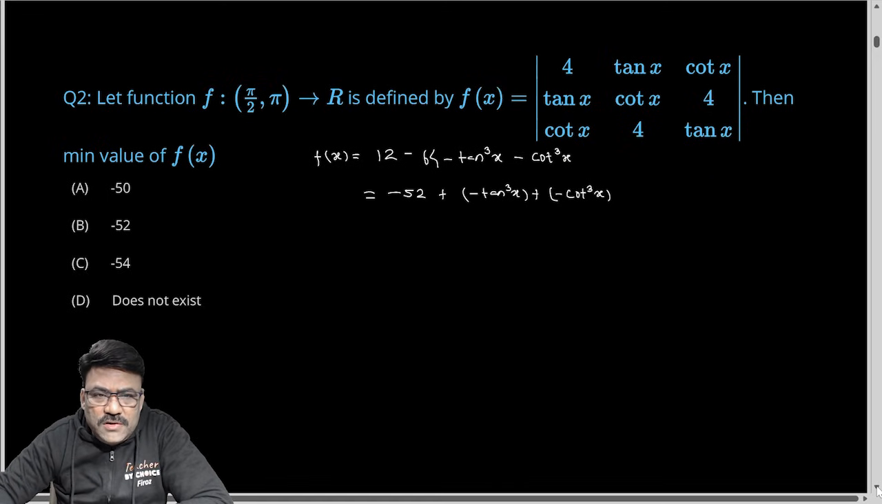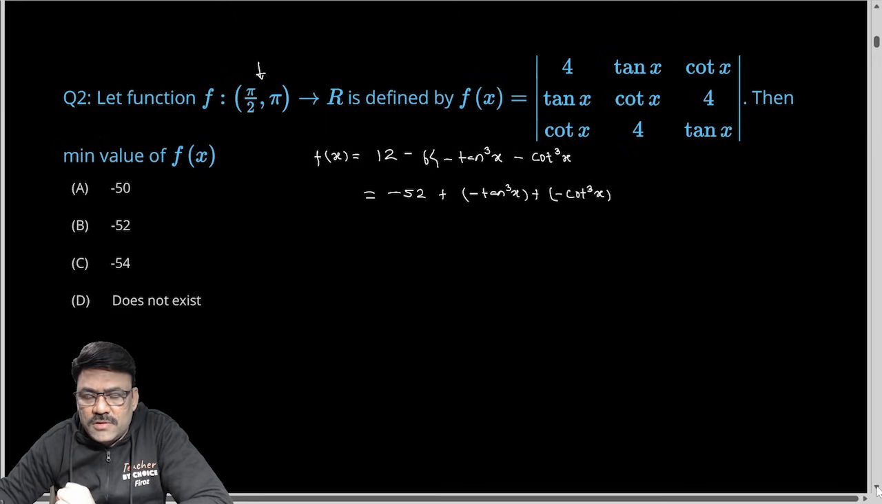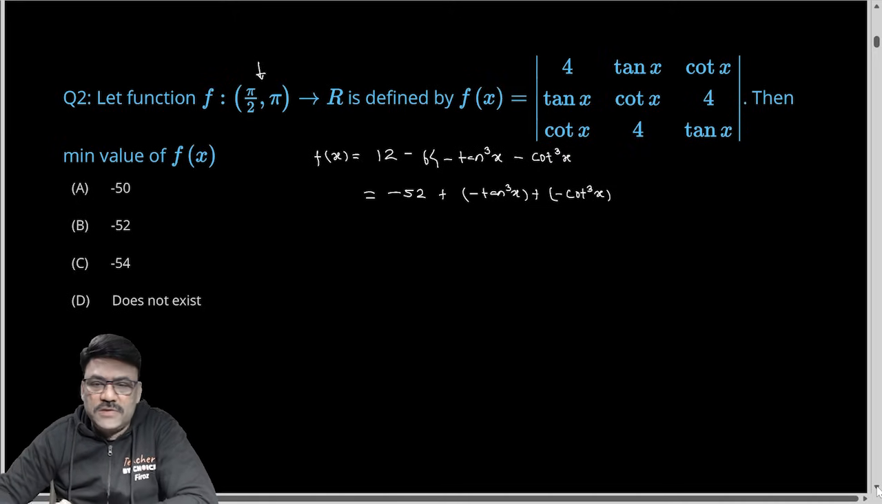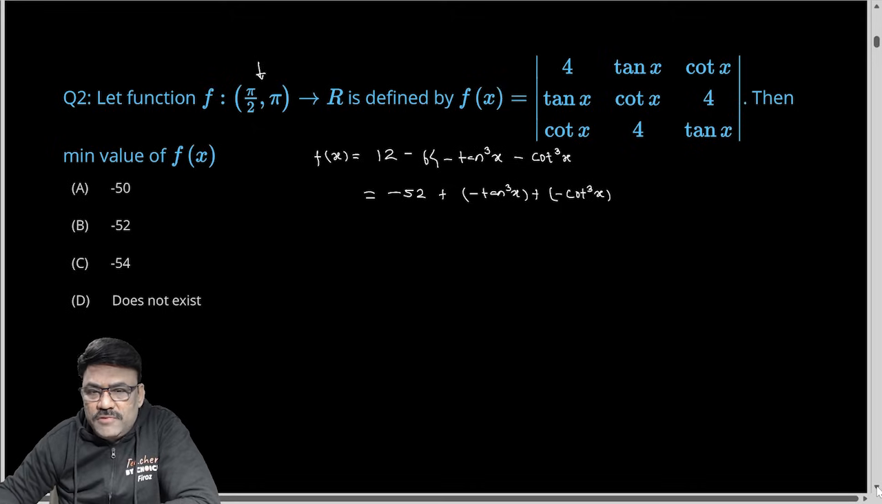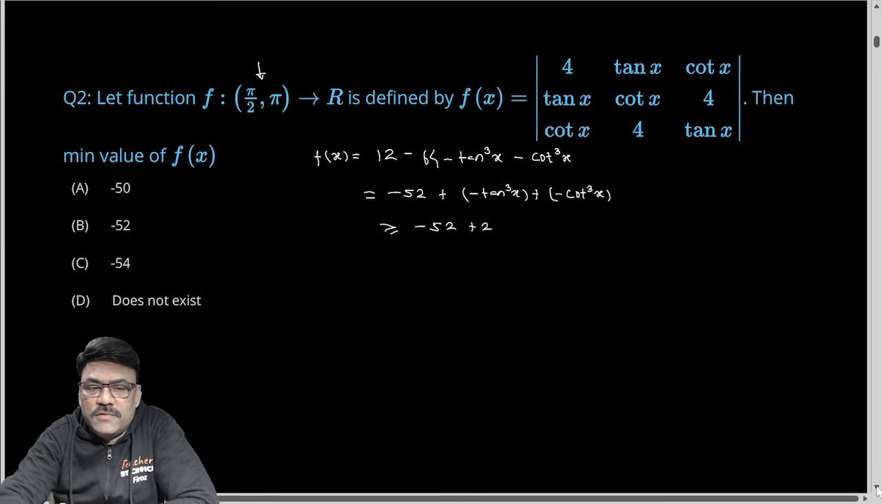And x is given in the second quadrant, pi by 2 to pi. In the second quadrant, tan x and cot x are negative. So minus tan cube x and minus cot cube x are positive numbers. Tan x and cot x are negative, but minus tan x and minus cot x are positive. And you know that the sum of any positive number and its reciprocal is always greater than or equal to 2. So it is greater than or equal to minus 52 plus 2. So the minimum value will be minus 50 here, which is option A.